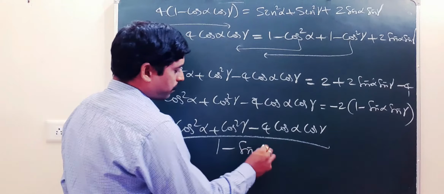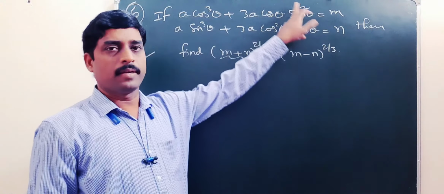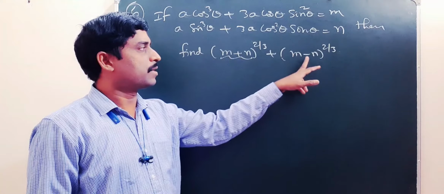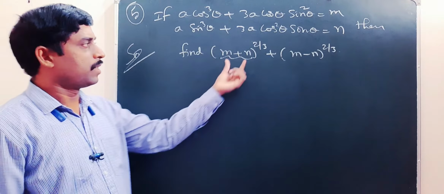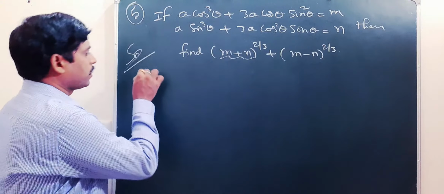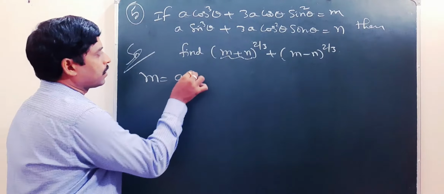Okay, moving to the next question. In the statement, m and n values are given, and we have to find (m plus n) to the power 2 by 3 plus (m minus n) to the power 2 by 3. First we have to find the m plus n value as well as m minus n. So what is m given? m is a cos cube theta plus 3a cos theta sin square theta. What is the n value given? n is a sin cube theta plus 3a cos square theta sin theta. Okay.